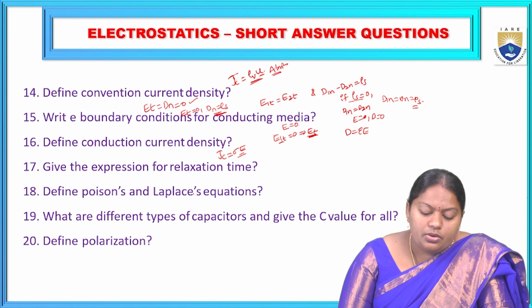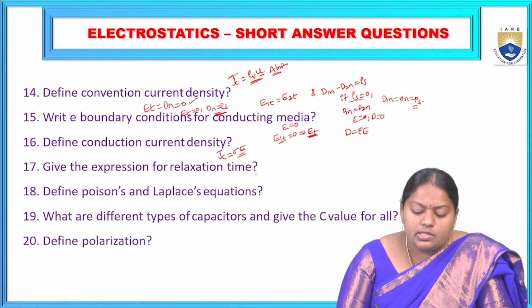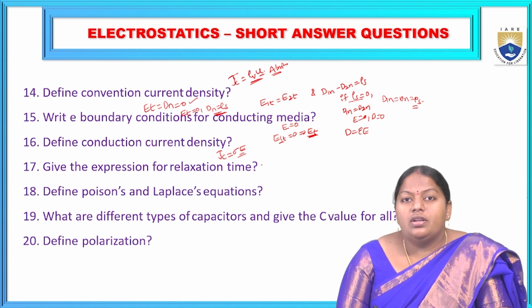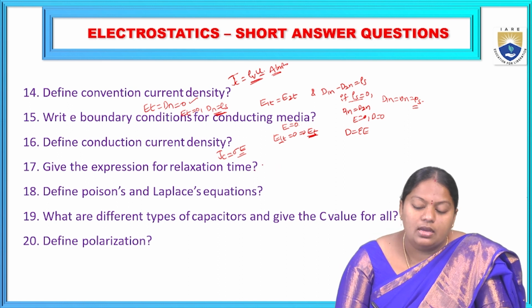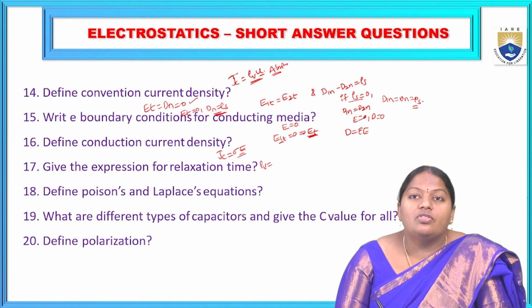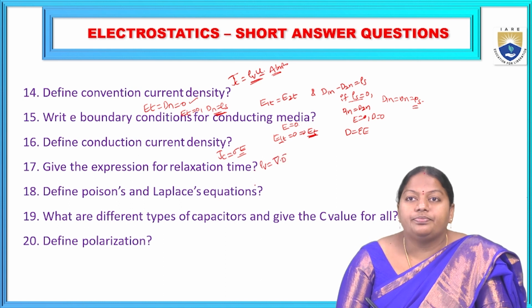Next, give the expression for the relaxation time. To derive the expression for relaxation time, we use the fundamental law, the first Maxwell's equation derived for electrostatic fields, which is Gauss law, and internally we are going to use the point form of Gauss law as rho v equal to del dot D.